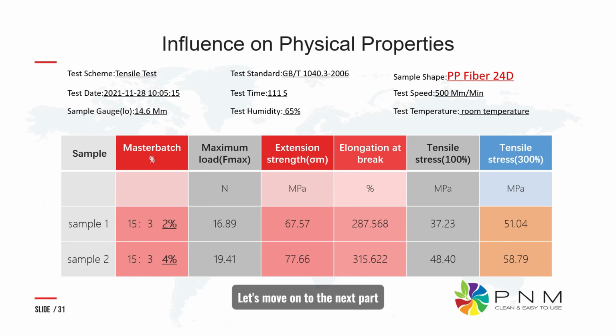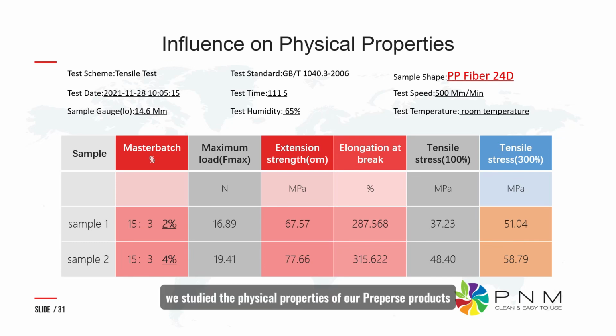Let's move on to the next part. Here, we studied the physical properties of our Pre-dispersed products, focusing specifically on how the additives within them impact end applications. This slide shows the results of our PP spinning trials using Pre-dispersed Blue 15:3.